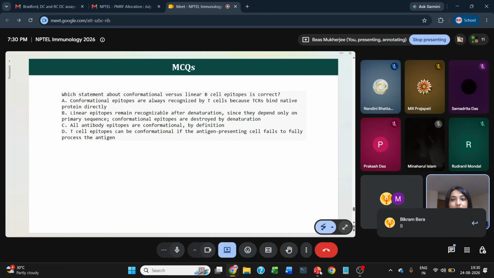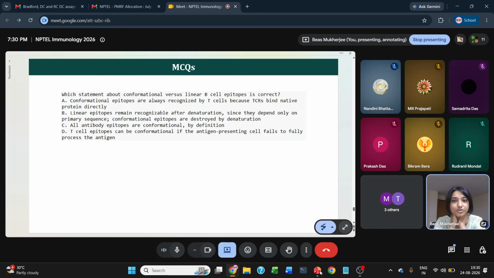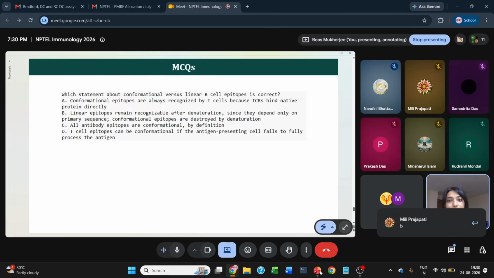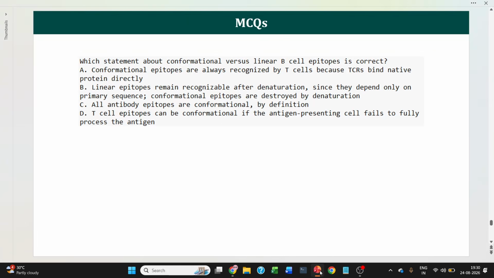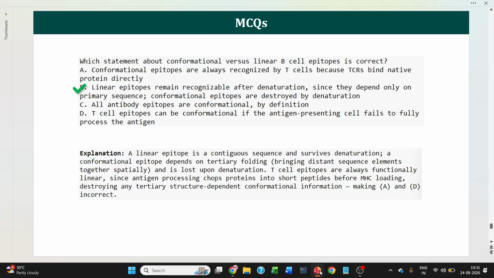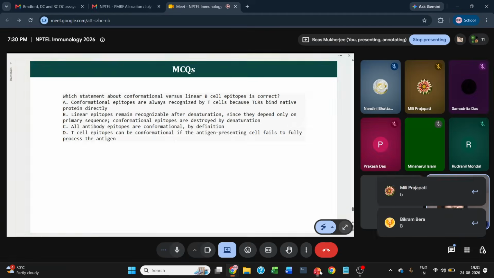Which statement about the conformational versus linear B cell epitope is correct? Conformational epitopes are always recognized by T cells. Linear epitopes remain recognized after denaturation since they depend only on the primary sequence. Yeah, good. So B is the right answer, right? So linear epitopes depend upon the sequence and not the 3D structure.